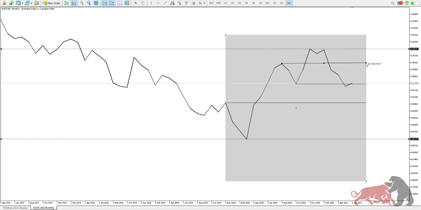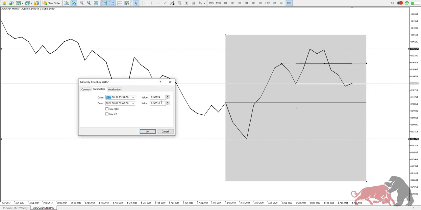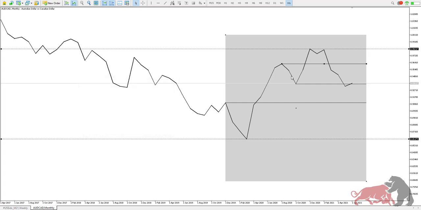It was broken to the upside, coming in at 96224. That's when we had this structure break to the upside. That was December, when December closed, and then ultimately we had these two equal highs.